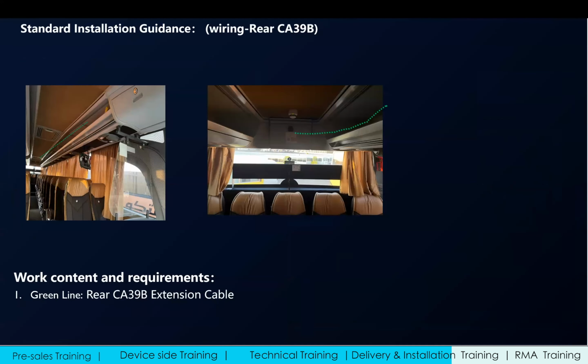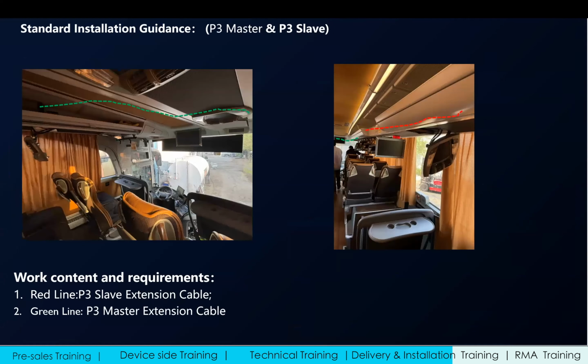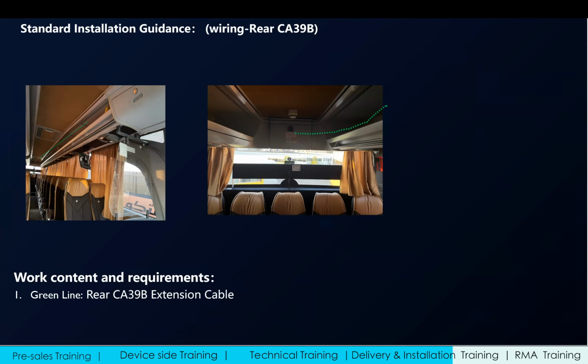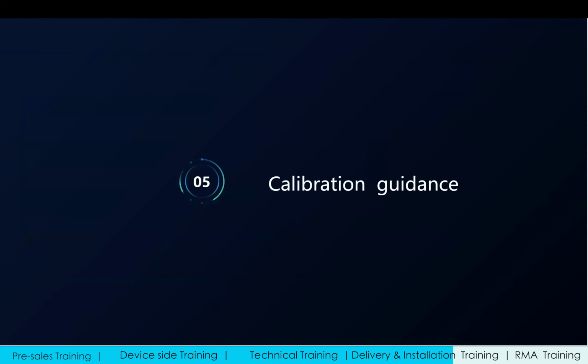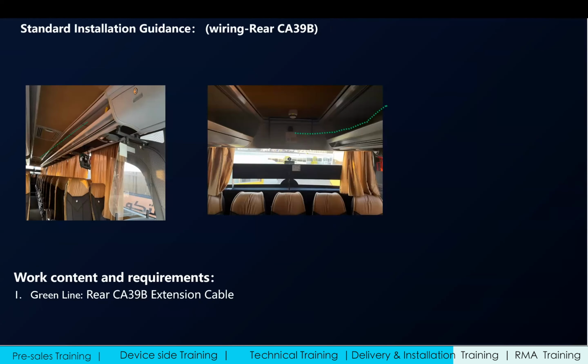Next part is for the wiring. For the buses, usually when we do the wiring, we will open the AC and do the wiring inside the AC channel. When we do the wiring, the requirement is every 3 meters or every 2 meters, we need to use a tie to tie the cable and make sure the cable is well arranged. That's all for the installation part.